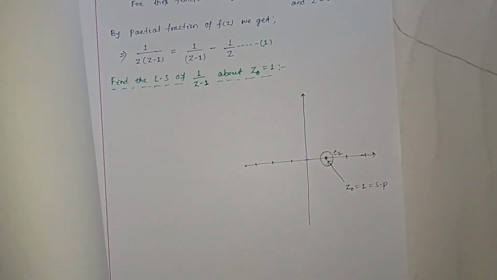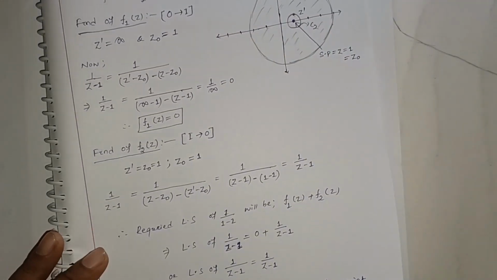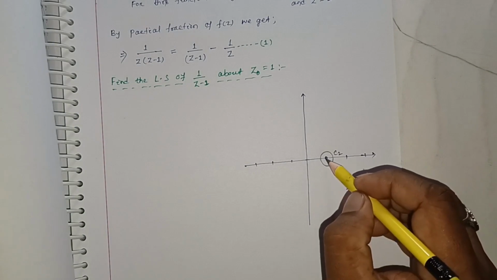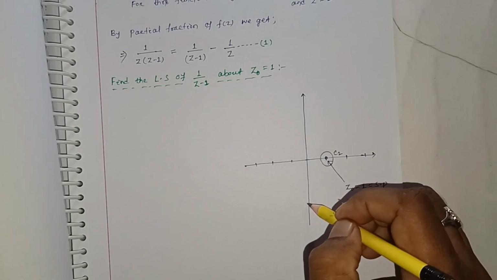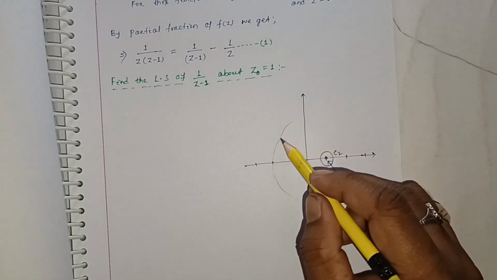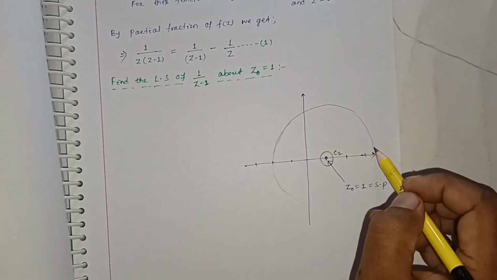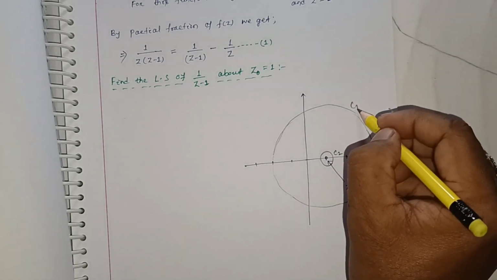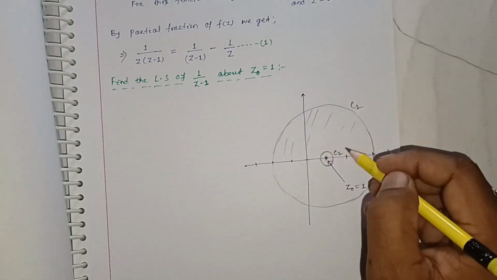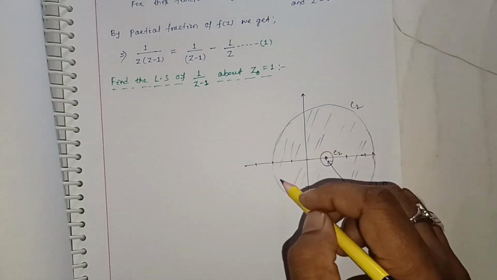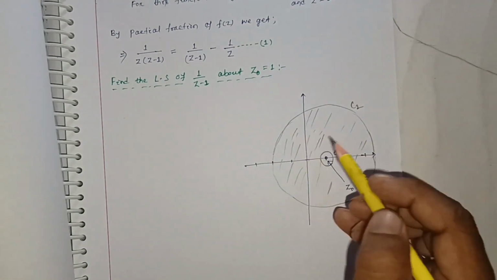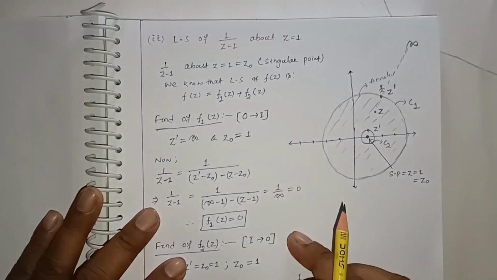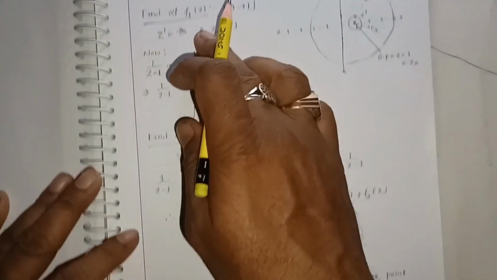Then C1 can be any radius, considering the same center. Same thing whatever we discussed in our last class, write it down once again for your practice. So C1 will be this one. In between C1 and C2, at all points this function is analytic except the point z0 equal to 1. You just write all the steps, don't skip one.